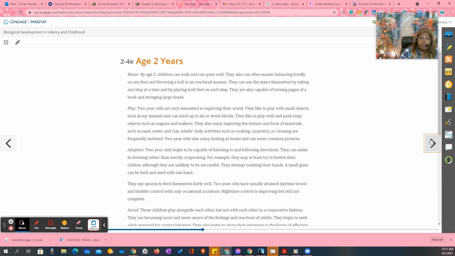Okay. And then by two, they can walk and they can run. 2 year olds are very interested in exploring the world. They like to play with small objects. They explore the texture. Okay, 2 year olds enjoy looking at books. It is normal for a 2 year old to play by himself. We are not thinking autism if he is playing beside another child. The thought of playing with someone else doesn't come along till later.